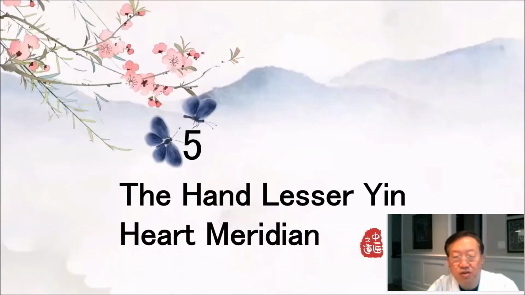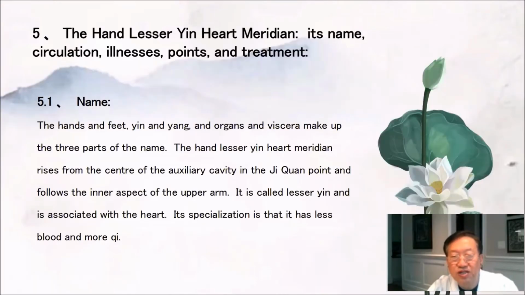5. The hand lesser yin heart meridian. The hand lesser yin heart meridian: its name, circulation, illnesses, points, and treatment. Name. The hands and feet, yin and yang, and organs and viscera make up the 3 parts of the name. The hand lesser yin heart meridian rises from the center of the axillary cavity at the Jichuan point and follows the inner aspect of the upper arm. It is called lesser yin and is associated with the heart. Its specialization is that there is less blood and more qi.